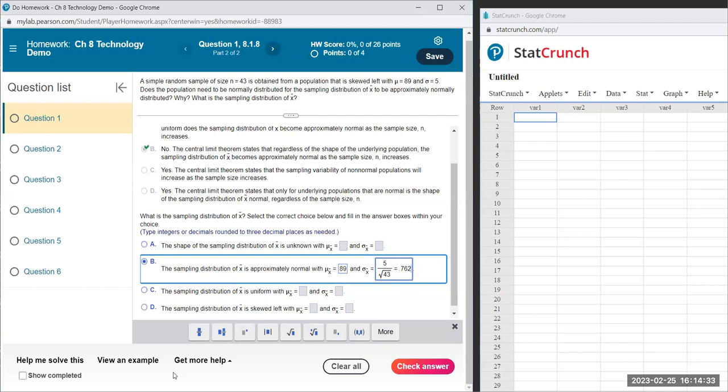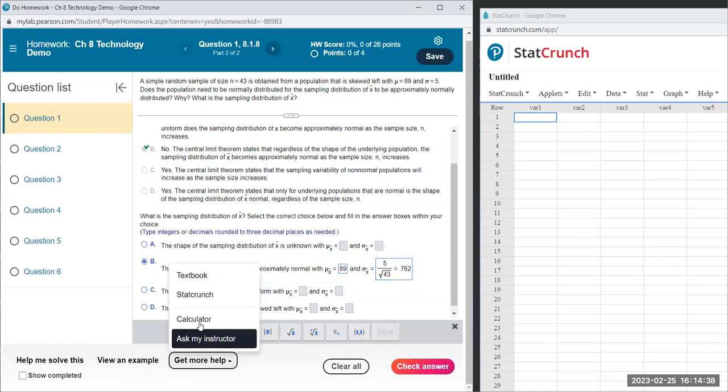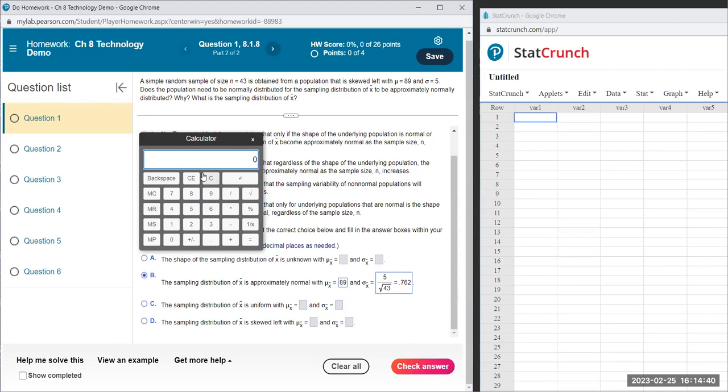Let me see if I can do it. Let's see how it would work here. It's kind of cumbersome, so it's going to be 5 divided by, and it doesn't have parentheses here. So that's why it's not practical to use this, because then I have to divide it by the square root of 5. I mean the square root of 43. Let's see if it works.